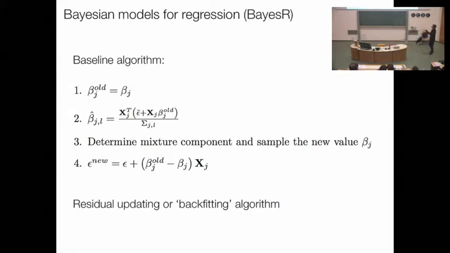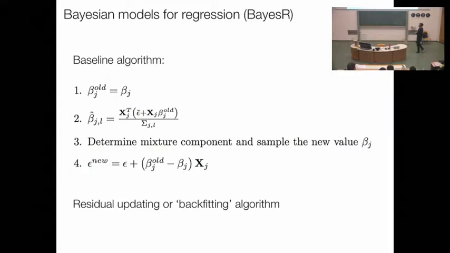Then, if it's included in the model, we want to sample the new value of beta j. If it was never in the model before, and it's 0, then you're adding nothing to the residual, and so nothing changes. And if you sample it and it's 0, nothing changes to the residual. If it is in the model, and you do sample it, then you have a difference between what it was and what it now is, multiplied by the marker value, and that gives you your change in the residual from your estimation. So it's a residual updating, or in the machine learning literature, a backfitting algorithm.